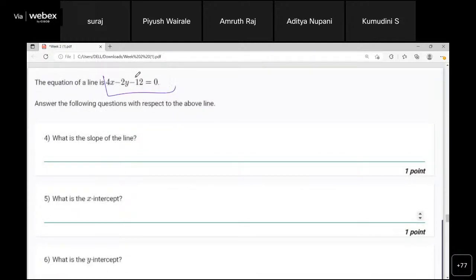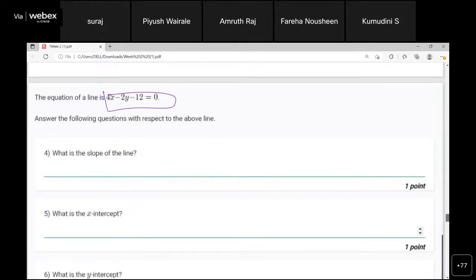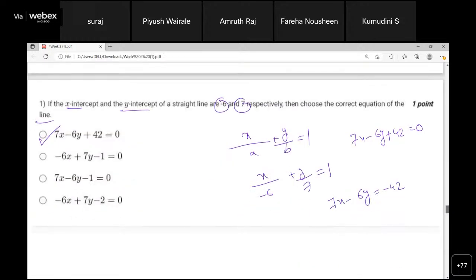The equation of a line is given. Sir, can you please slide this slide up just for a minute? Sir, can you discuss the straight line? Yes, yes, we'll discuss. It's there in the last part, right? We'll discuss that. Okay, sir. Done, done. Thank you.